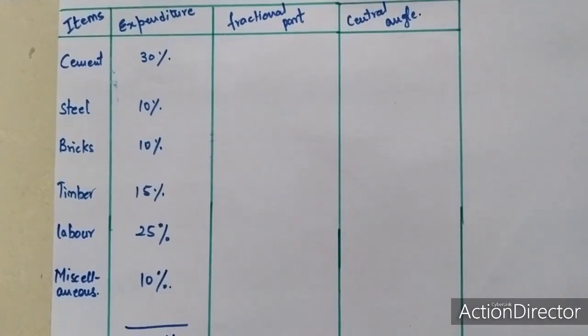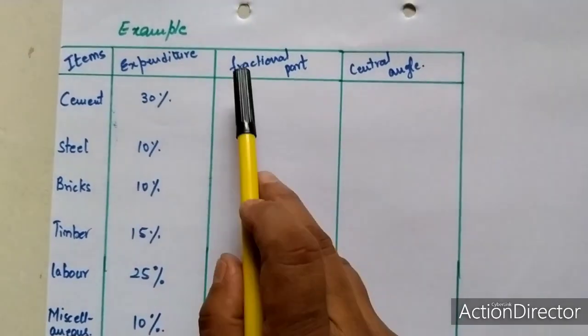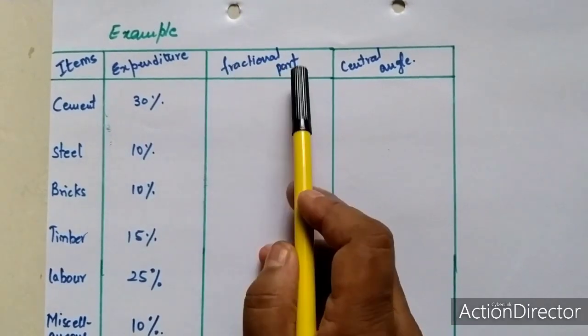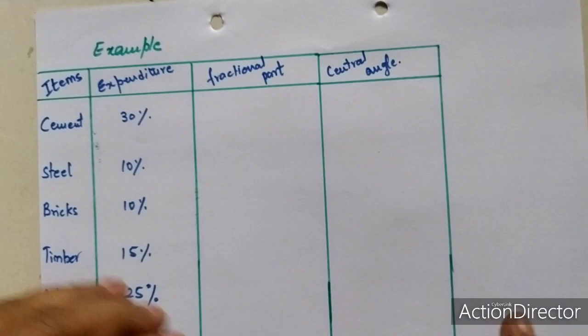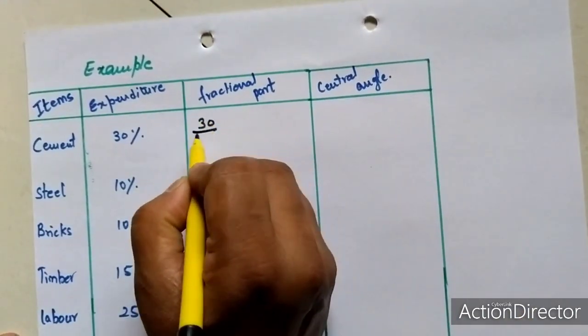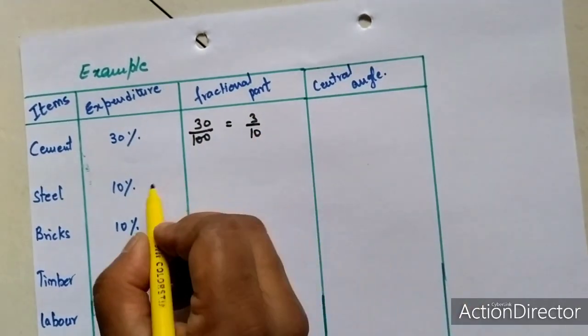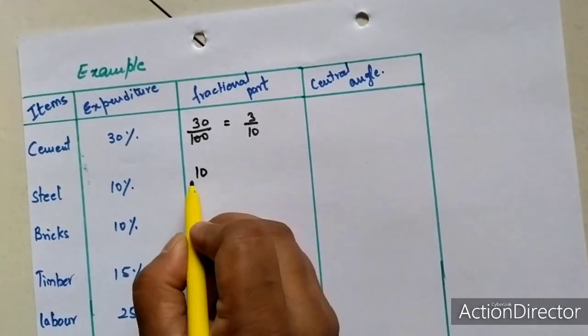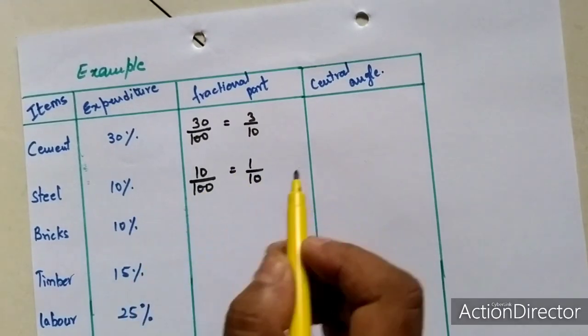First of all, whenever you have any question in which you are having the percentage form, you make one column and write the fractional part. What is the fractional part? That means remove the percentage and write it in the simplest fraction form. So for that, you will write 30 upon 100, that is 3 by 10. Just to remove the percentage sign, 10 upon 100, that is 1 by 10.